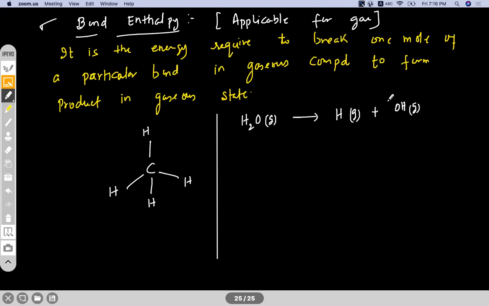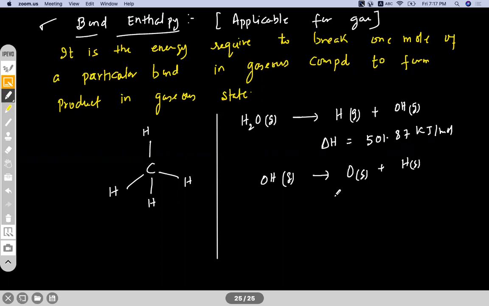Just to break the bond, we have this. Suppose the enthalpy required to break this bond is given as 501.87 kilojoule per mole, to break this one oxygen and hydrogen bond. Further, if you want to break this oxygen hydrogen bond, then what happens, you'll get oxygen gaseous atom, hydrogen gaseous atom, right?